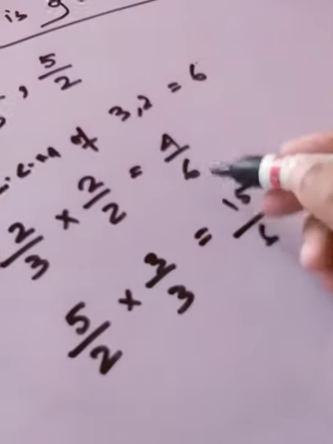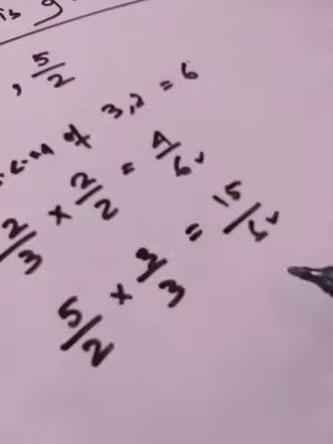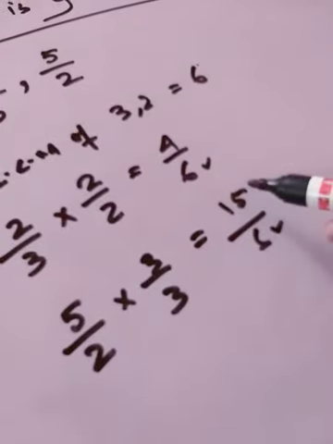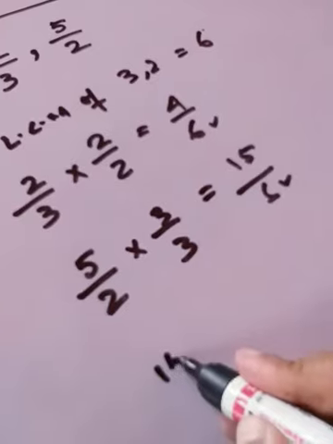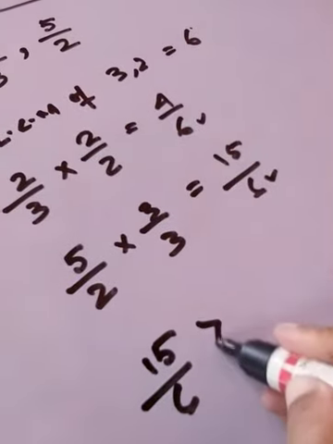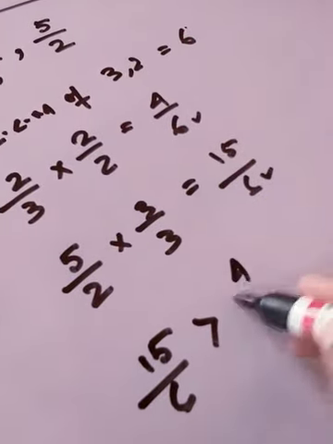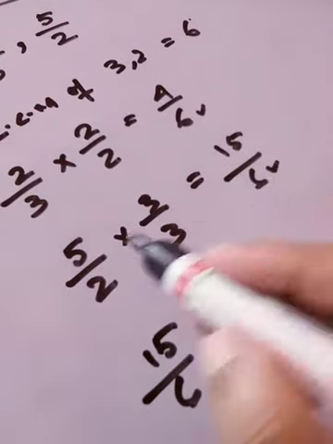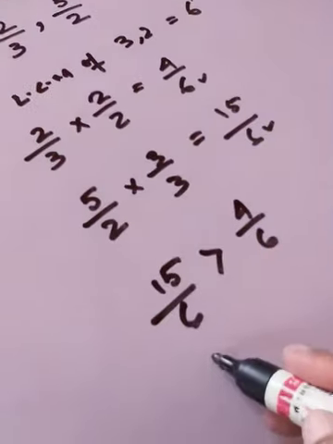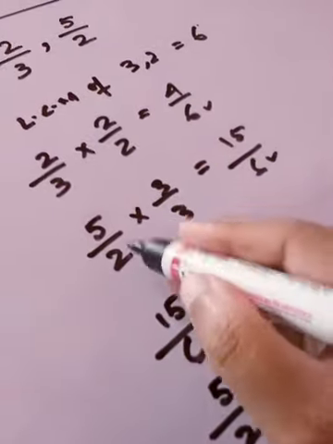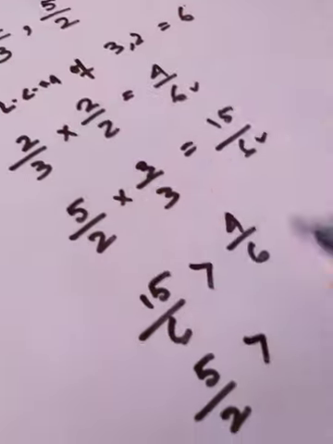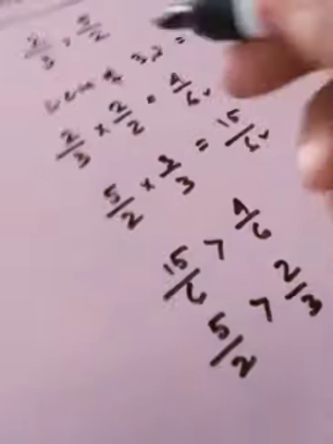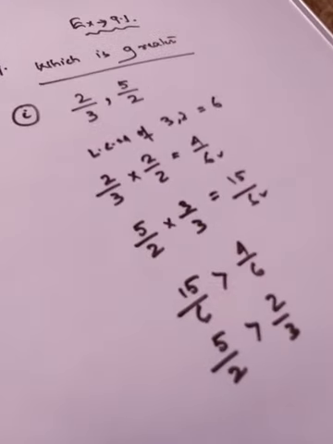Now you see both the fractions carry the same denominator. Now it becomes very easy to compare. Which one is greater, 4 or 15? 15 is greater. So we'll write 15 by 6 is greater than 4 by 6. But 15 by 6 originally came from which rational number? 5 by 2, because we have to compare 5 by 2 and 2 by 3. So we write: 5 by 2 is greater than 2 by 3. This is how you have to approach this type of sum.